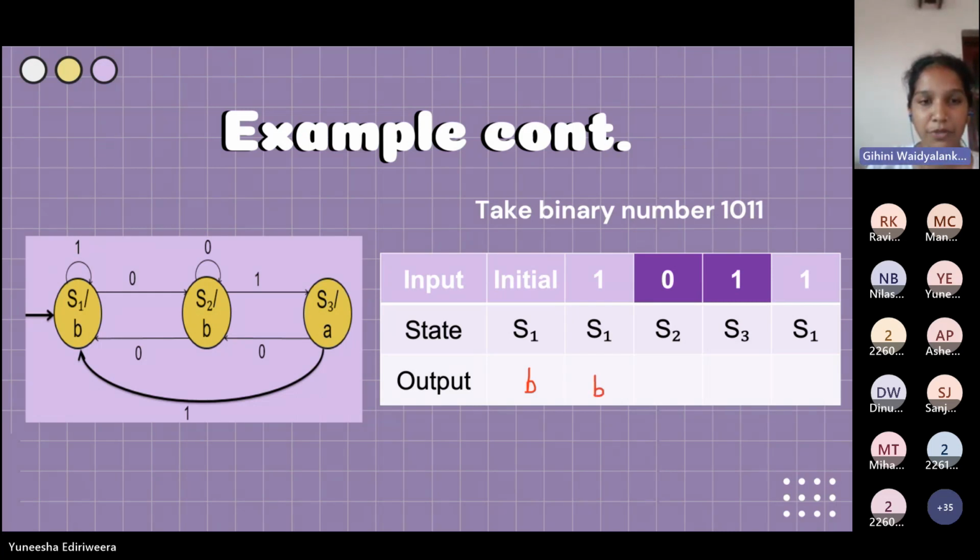And then we have the next input 0. When 0 is given, it will transition to state 2. So the present state will be state 2, and the output relevant to it will be B. And then when 1 is given as the input, it will transition from state 2 to state 3. So now we have the present state as S3, and the output relevant to it will be A. And then for the last digit, we have 1. When 1 is given, it transitions back to S1, so the output relevant to S1 will be B.